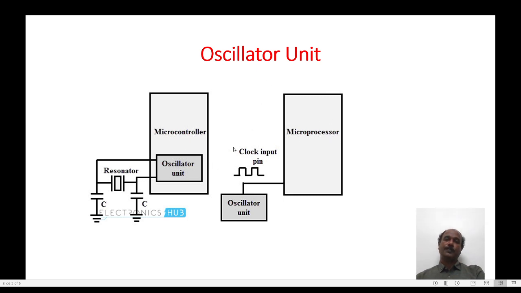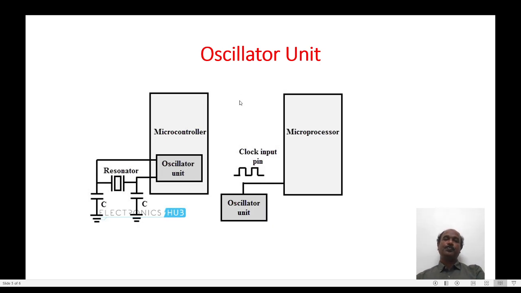Some of the processors will have the built-in oscillator circuit. Some of them will not have a built-in oscillator circuit. At that time, you have to connect external oscillator ICs to the processor. So as you can see here, the microcontroller has a built-in oscillator circuit. In order to make use of this oscillator circuit to generate the clock pulses, we should connect an external crystal resonator to the two inputs of the oscillator. So the resonator has been connected here, so that this oscillator can generate the clock pulses.